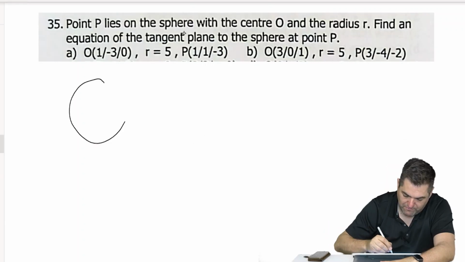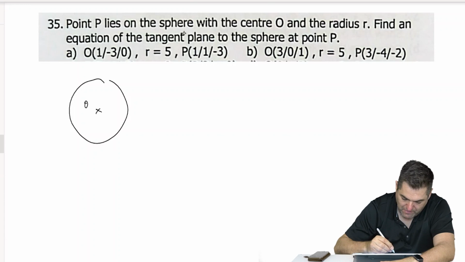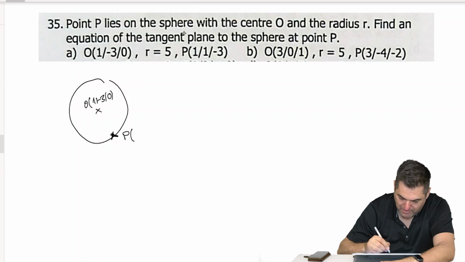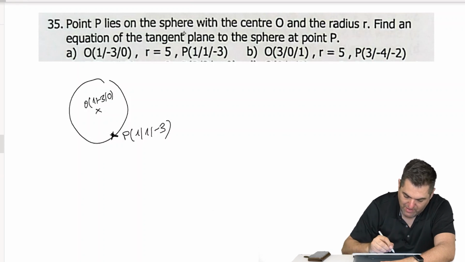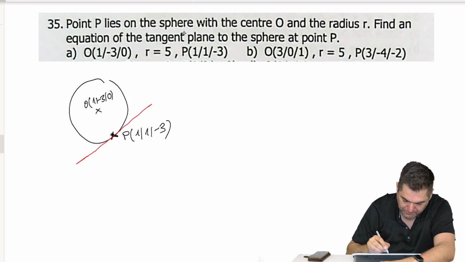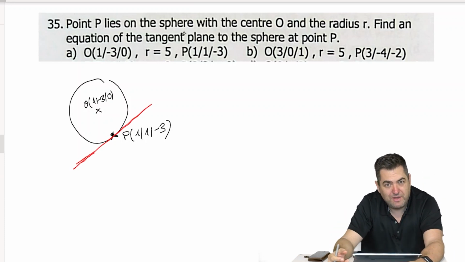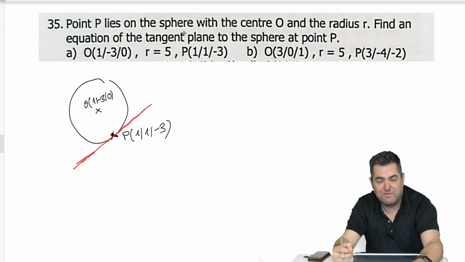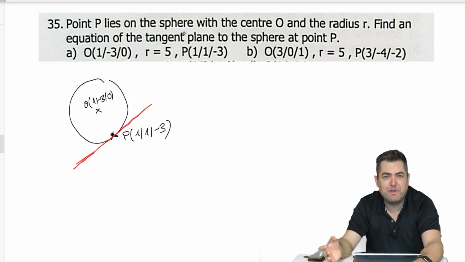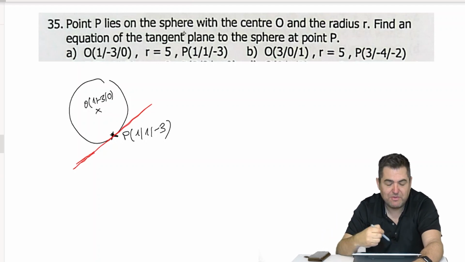We have a sphere, we have the center, the radius is 5, but that's not so important at the moment, and we have the point P (1, 1, -3). And what I want is this plane here. And now, as you should know, we need two things to get the equation of a plane. I'll give you some minutes to think about what these two things are and how we can get them from this situation here.